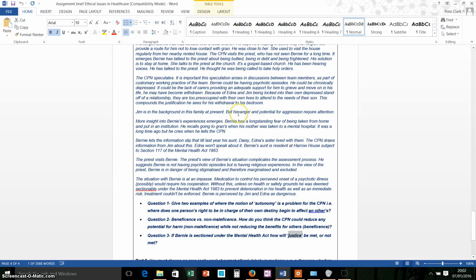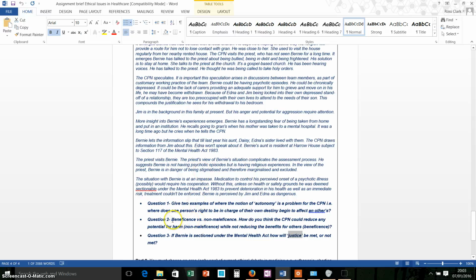What you would do in that case, start your answer saying what you believe autonomy is in your own words, and then within the case study find an example of where, because a person is choosing the way they want to live, that's all well and good, that's autonomy, but it can be a problem because by choosing the way they want to live it can harm others. And within that case study, I want you to find an example of that.